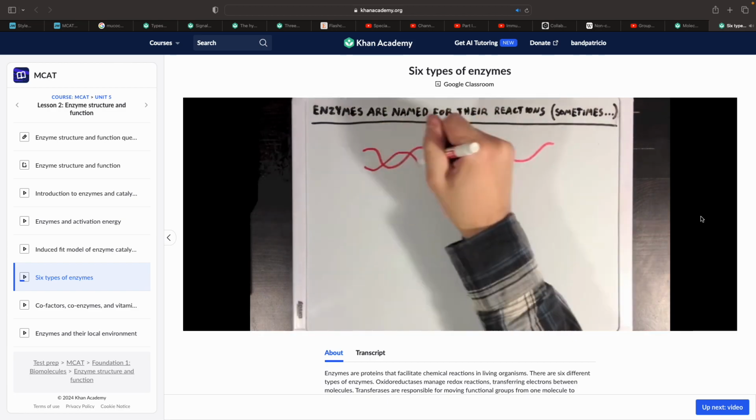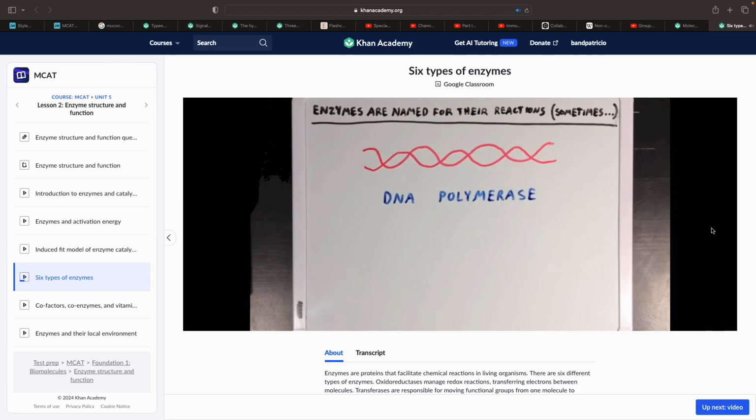A great example of this is that one of the enzymes involved in DNA replication is called DNA polymerase, which is named as such because it acts on DNA and specifically makes polymers of DNA. Now, the suffix -ase is usually found at the end of most enzyme names.